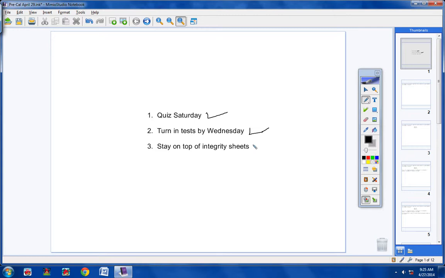And then stay on top of your integrity sheets. Stay on top of those, please. Make sure you're doing your integrity sheets, okay? Very, very important. Do your homework every day.